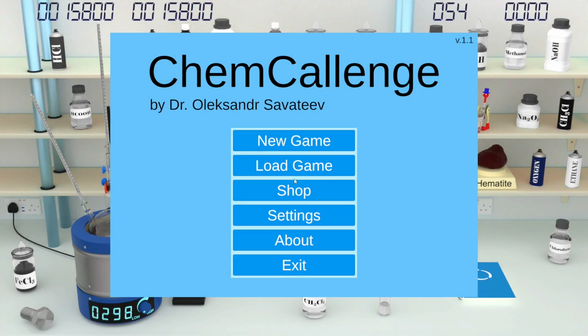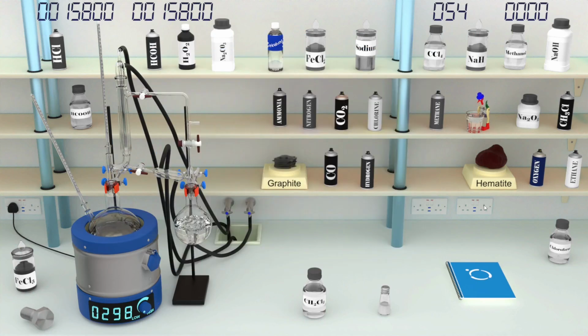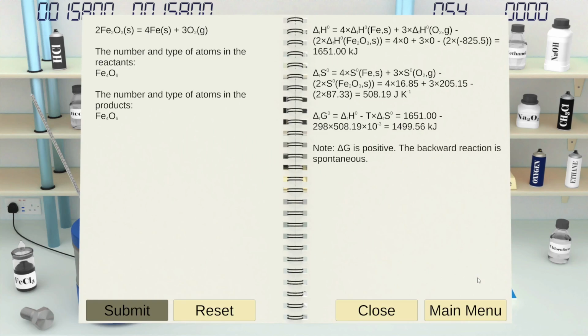In level 54 of ChemChallenge, the task is to obtain metallic iron from iron(III) oxide, or iron ore. Addition of 3 moles of oxygen as a product into the receiver flask, and balancing the reaction equation, gives enthalpy change, delta H, plus 1651 kilojoules. This is an endothermic reaction. Heat is consumed. Entropy change, delta S, is plus 508 joules per Kelvin.